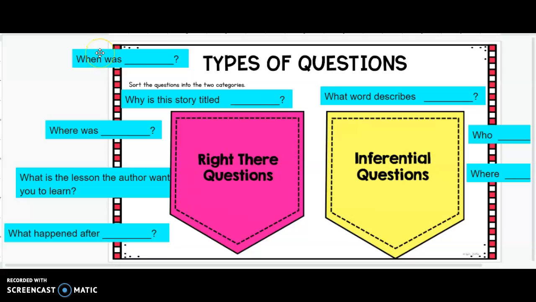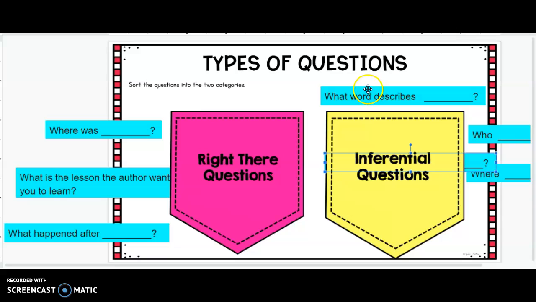When was? If they're asking you for a specific time in the story, or a specific time that something happened, do you think that is going to be a right there question? Or is that something that you have to come up with an educated guess? If your answer is right there, you are correct. Next, why is the story titled blank? So why did the author choose to title the story whatever it is titled? If your answer is inferential, you are correct.